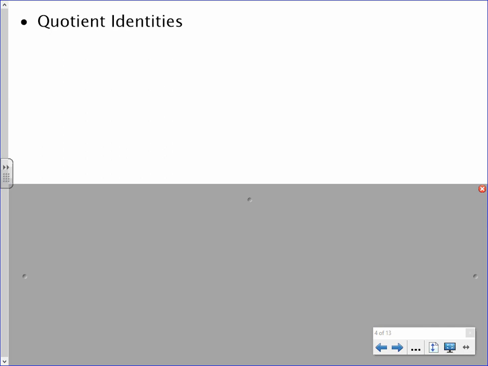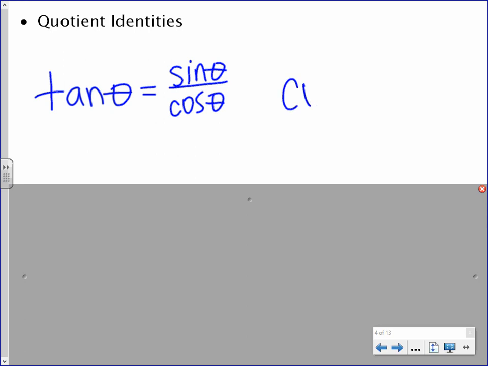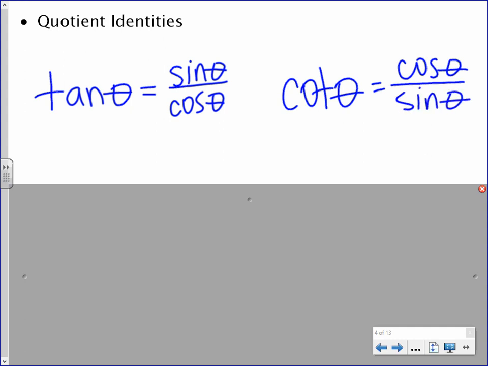Okay. What about to get a trig function? What do we do to get tangent? In the unit circle, how did we find tangent? Sine over cosine. Which made cotangent cosine over sine. Those are your two quotient identities. And the second question of your quiz on Thursday.